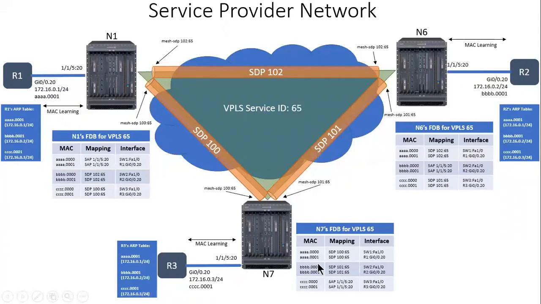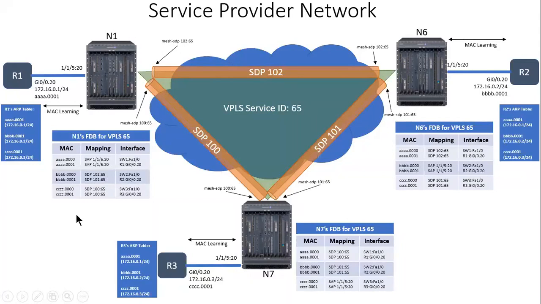Likewise, when our other sites come online, for example our subscriber site in New York, its MAC addresses begin with Bravo, and our subscriber site in Dallas, its MAC addresses begin with Charlie. When these sites come online, router N1 will learn those CPEs' MAC addresses through the appropriate targeted LDP session. So in the case of New York, whose MAC addresses begin with Bravo, it's going to learn those MACs through our pseudowire, mesh SDP 102:65.